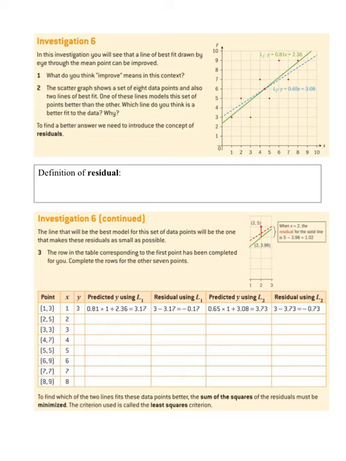In this investigation, you will see that the line of best fit drawn by eye through the mean point can be improved. So what do you think improved means in this context? Basically, the idea is we should be able to quantitatively calculate a line of best fit that's going to do better than just eyeballing it. The way we're going to do that is we're going to use something called residuals.